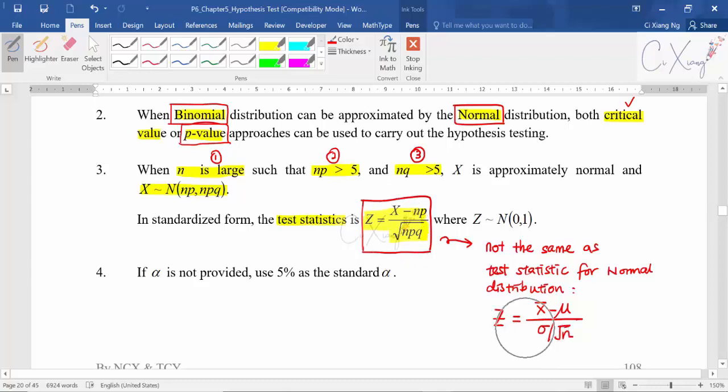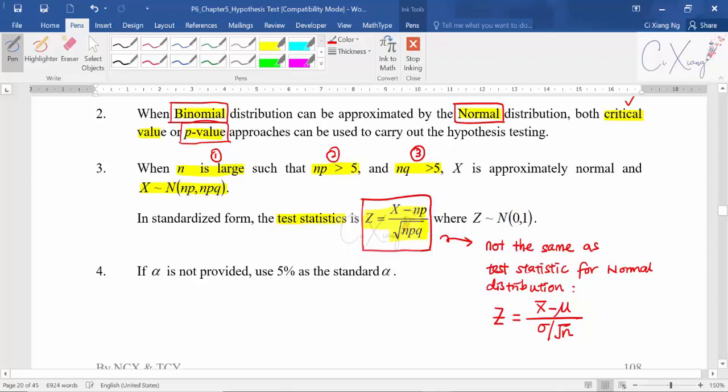All right, so this test statistic is purely only for those questions that are originally normally distributed, and then we are testing about the population mean. So we are using this. But if you are having binomial distribution and you are running the test for the population proportion, when you change it to normal distribution, then this is the test statistic.